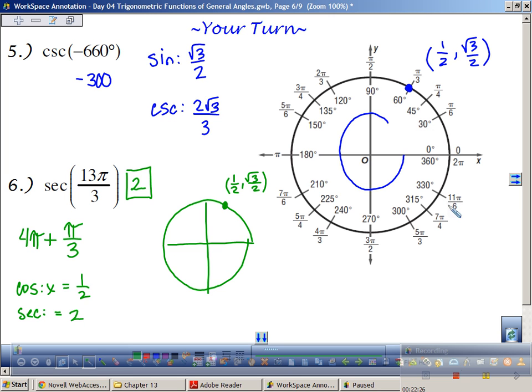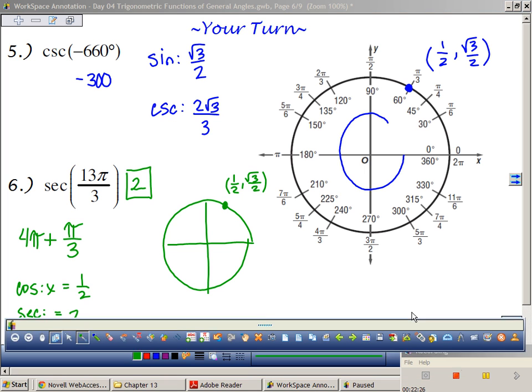Yes? No, tangent is y over x. Y over x. All right, let's look at it.